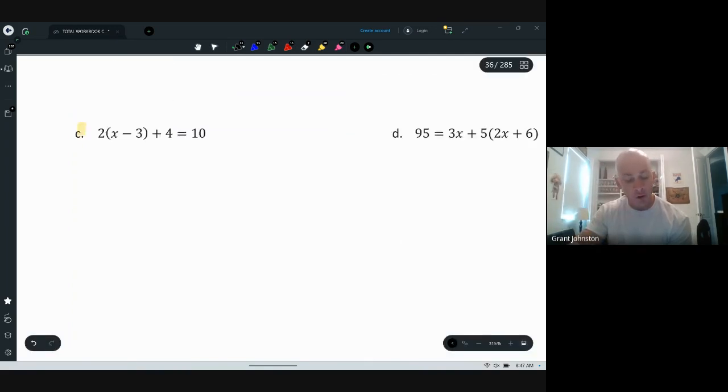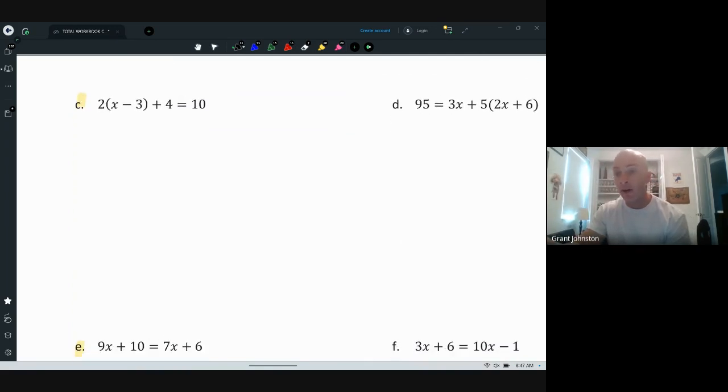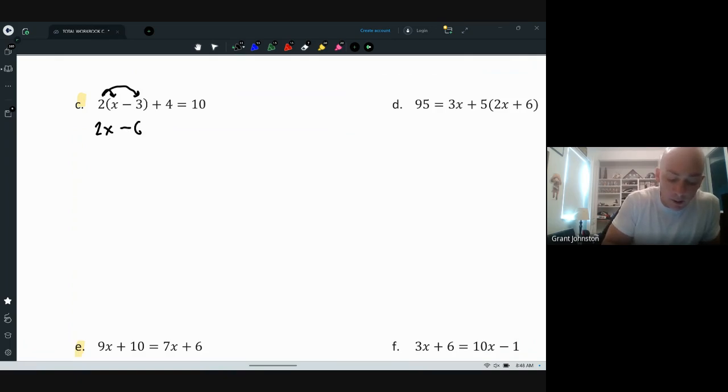Let me show you C. C has an extra step. There's something to distribute. We've already kind of done distributing. So we're going to multiply that 2 to everything in the parentheses. So 2 times 1x would just be 2x. 2 times negative 3 would be negative 6. That's what we have so far.